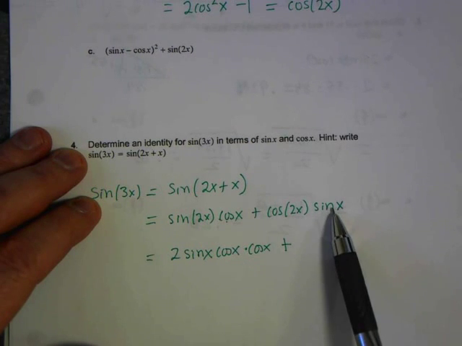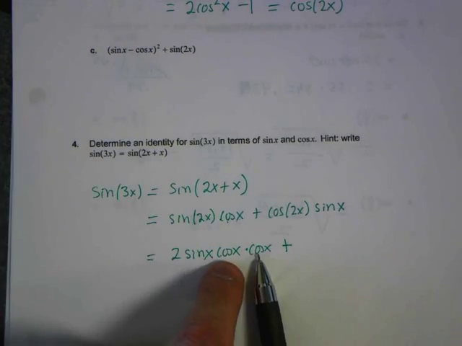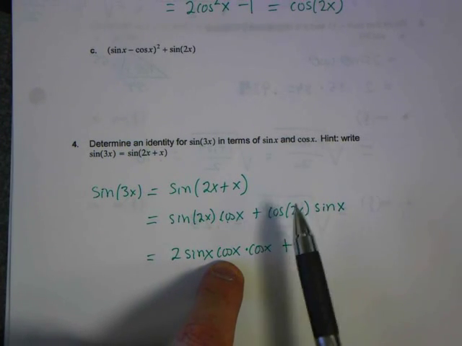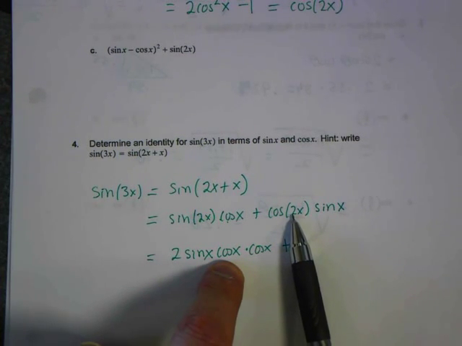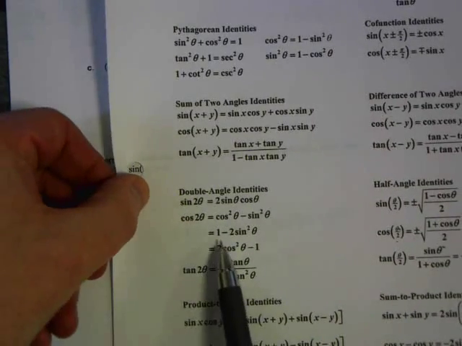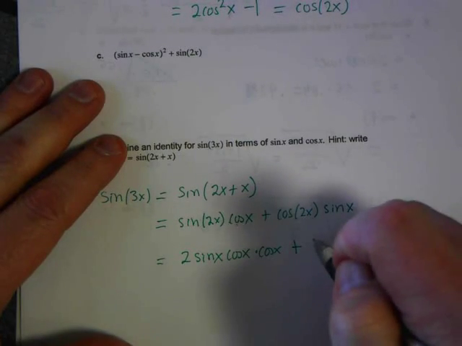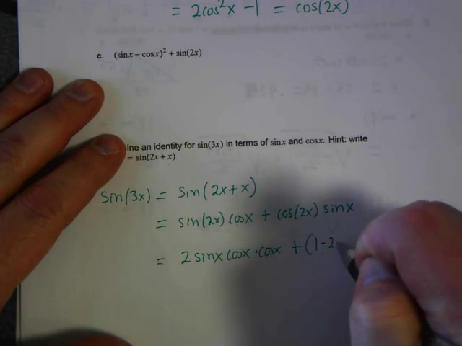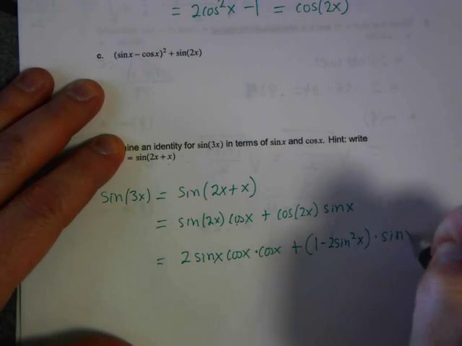This has a sine. So what I'm looking ahead at is this has a sine. Cosine squared I can write using sine. This one's a sine. I think I'd like to use the one that only has sine in it. I think when I get all done, I'm going to be able to write my answer only using the sine function. So I think for cosine 2x, I think this time I want to use 1 minus 2 sine squared x. So this is 1 minus 2 sine squared x times sine x.